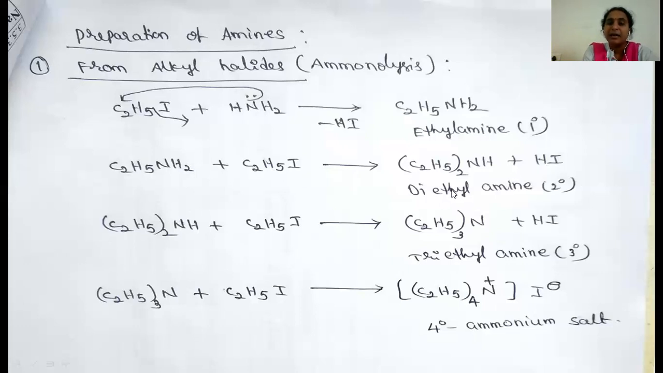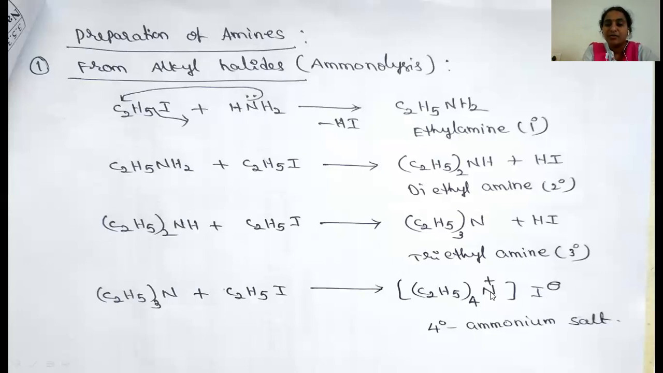Now this diethylamine further reacts with ethyl iodide, and this hydrogen is further replaced with the ethyl group and produces triethylamine. Now this triethylamine further reacts with ethyl iodide, because here the nitrogen contains a lone pair of electrons which donates electrons to the ethyl group and produces the quaternary ammonium salt.